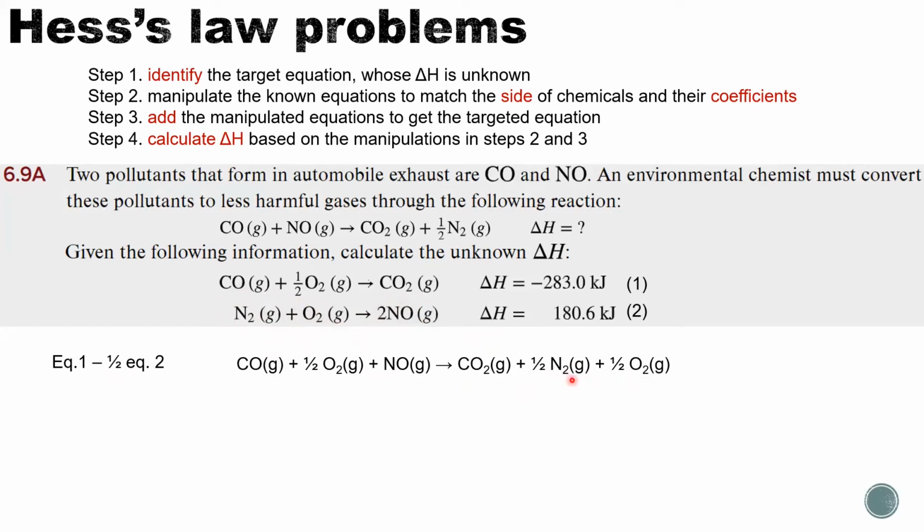Now we can clear this equation, cancel out the same items from left and the right. The only thing is oxygen. Okay, we cancel out oxygen from left and the right. And the final equation is CO plus NO to produce CO2 and half nitrogen, exactly the targeted equation. So our manipulation is correct. So the delta H for the overall reaction is delta H1 minus half delta H2, what we did with equation 1 and 2.